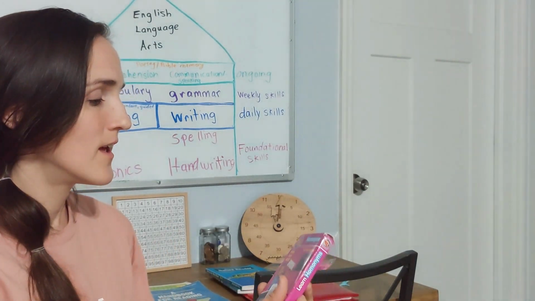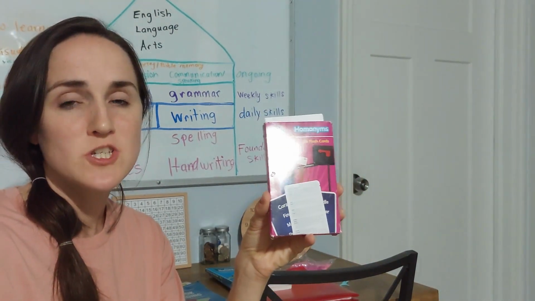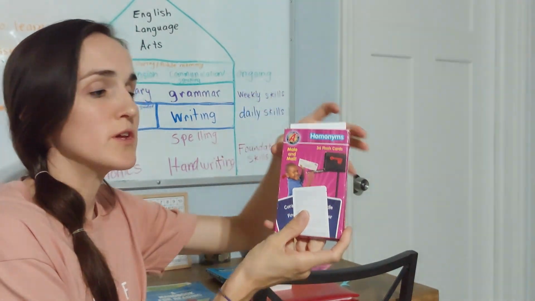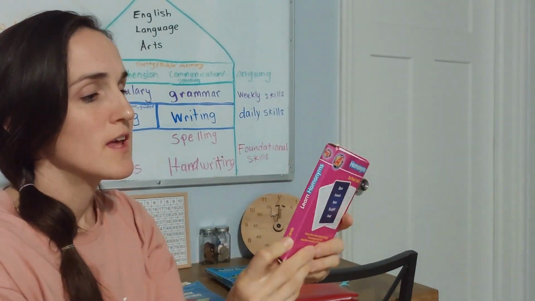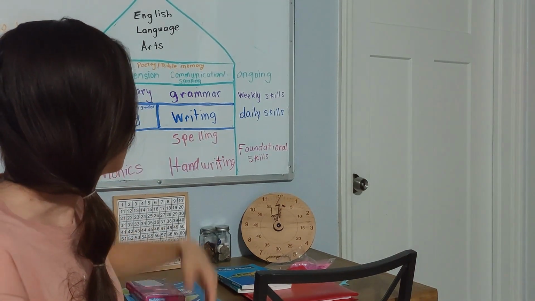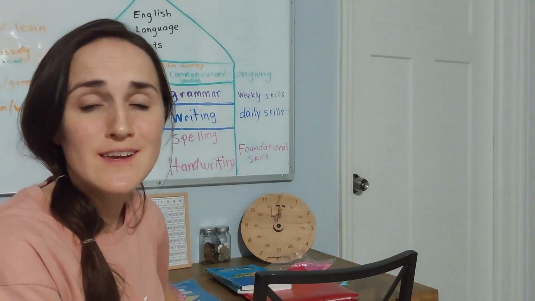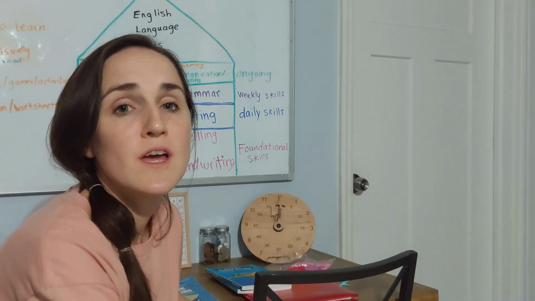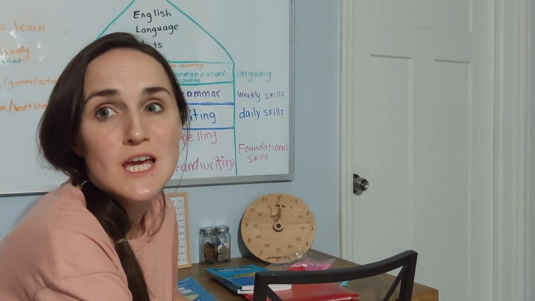And then homonyms, I mentioned that when I talked about spelling. So we use this deck of flashcards. And then that's pretty much it. And then comprehension, it's really light. We use narration.